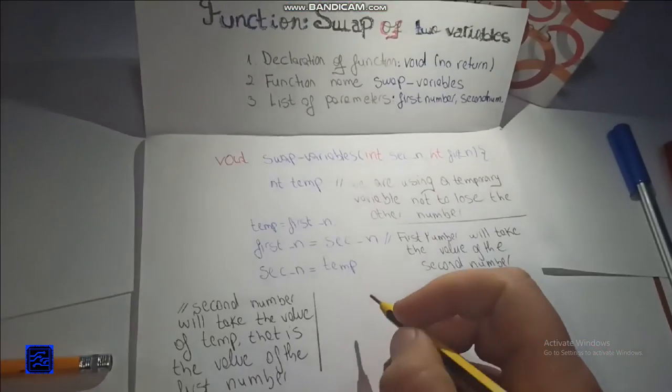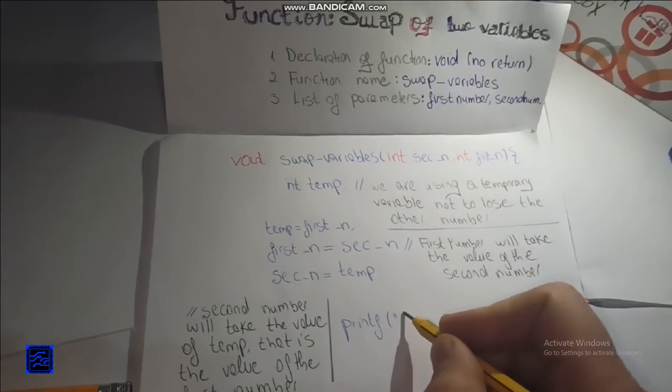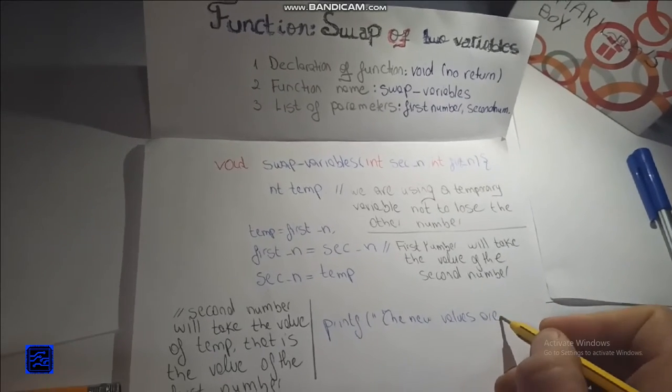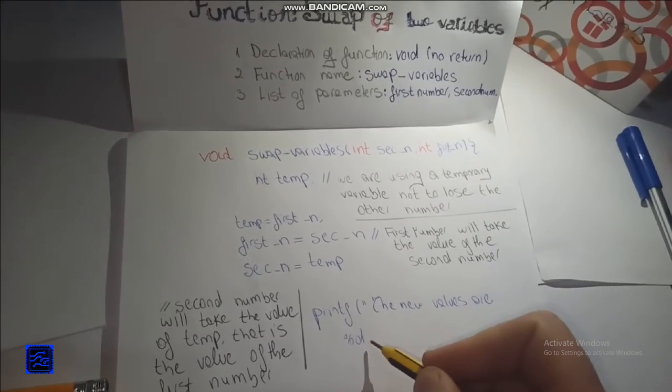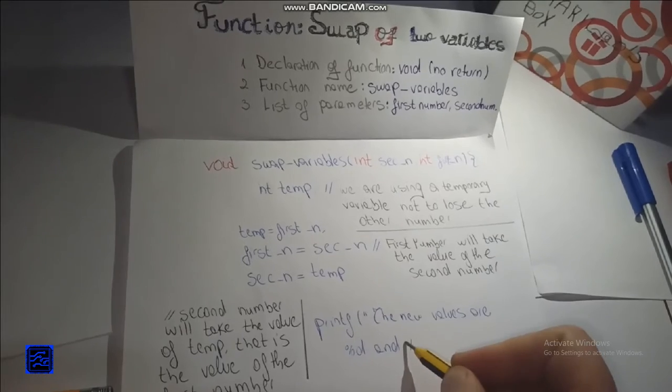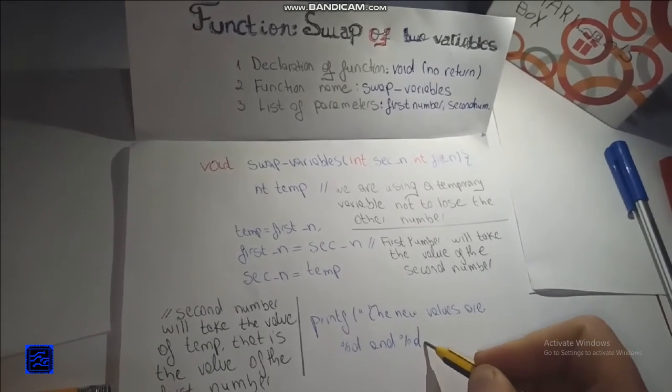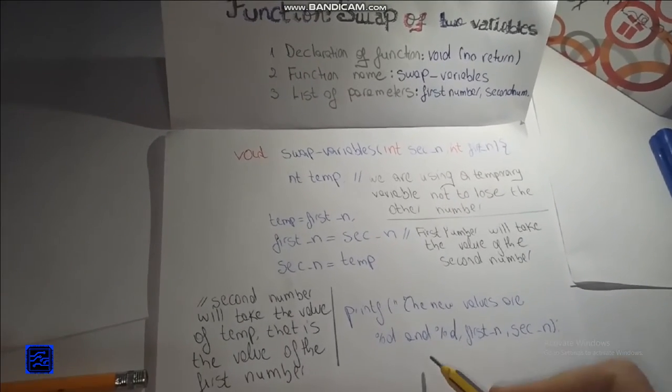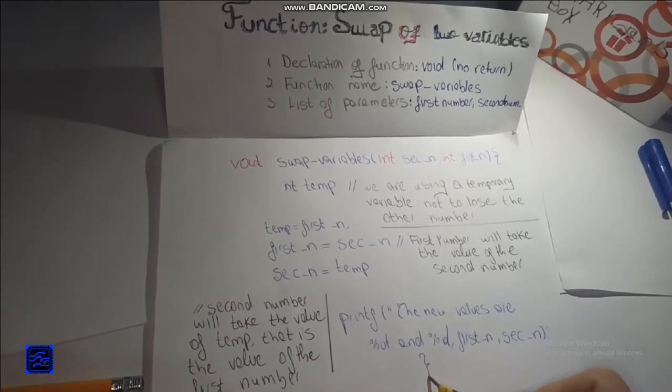We'll print the result to the user. The new values are %d for the first number and %d for the second number. As we don't have to return any value, we'll put a closing curly brace.